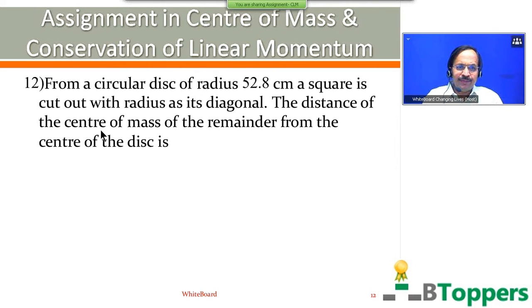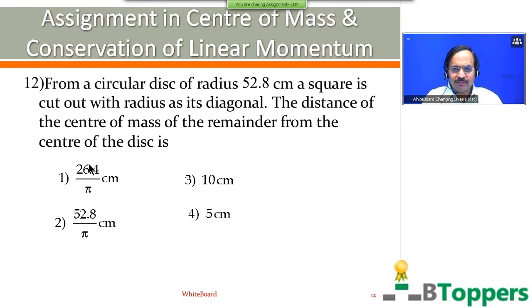From a uniform circular disc of radius 52.8 centimeter, a square is cut out with the radius as its diagonal. The distance of the center of mass of the remainder from the center of the disc is. Come on, try the question.